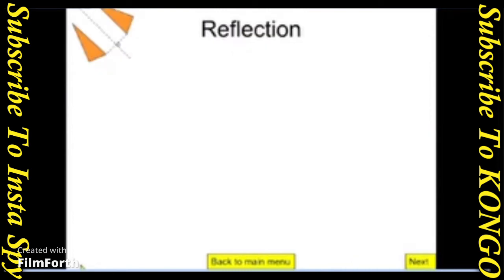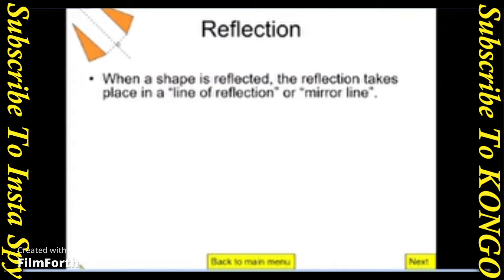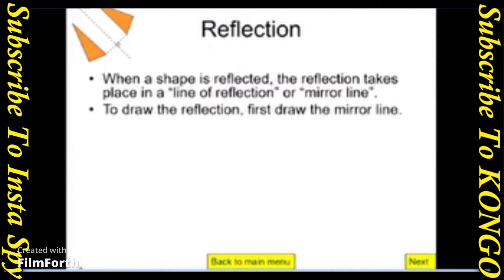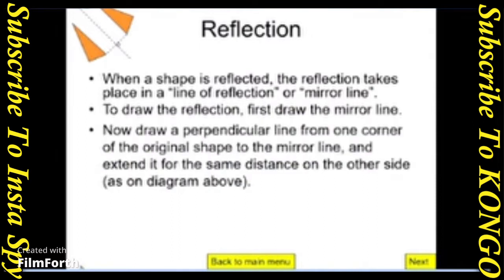Let's go to reflection now. What is reflection? Reflection is where a shape is reflected. We have something known as a line of reflection, or the mirror line. To draw the reflection, first you have to draw the mirror line.